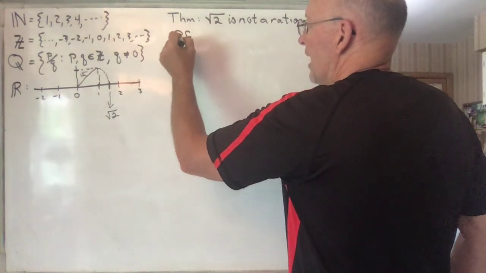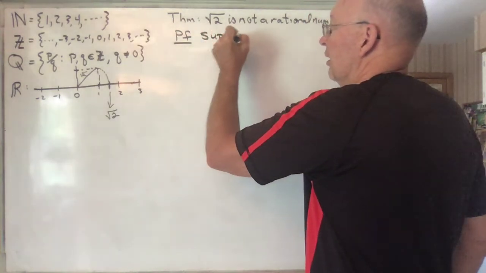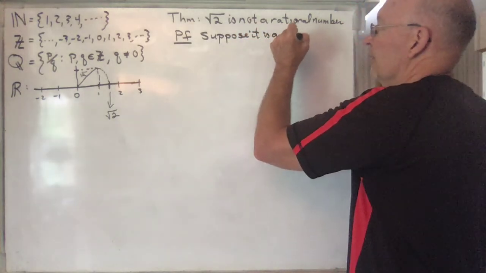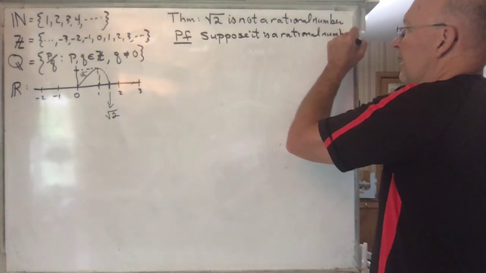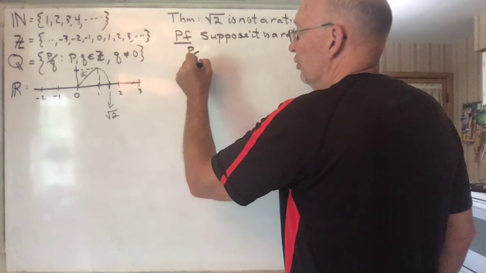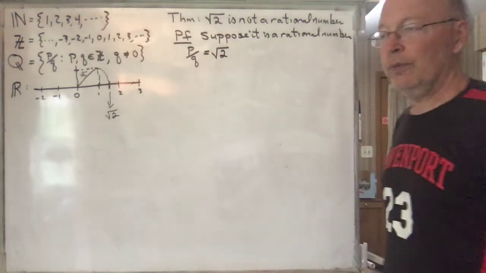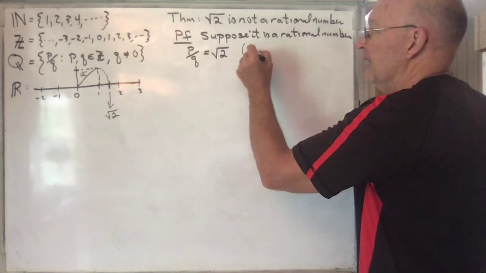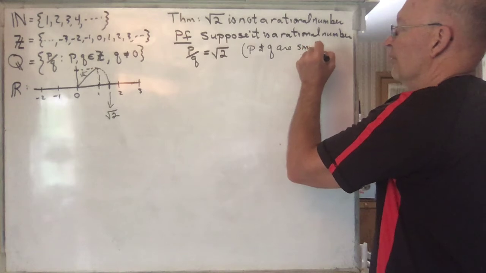So here's a mathematical proof. We're going to suppose it is a rational number. Okay? If it is, that means that there are numbers p and q such that p divided by q gives you the square root of 2. That's what it means to be rational. And we can assume that p and q are the smallest such numbers.